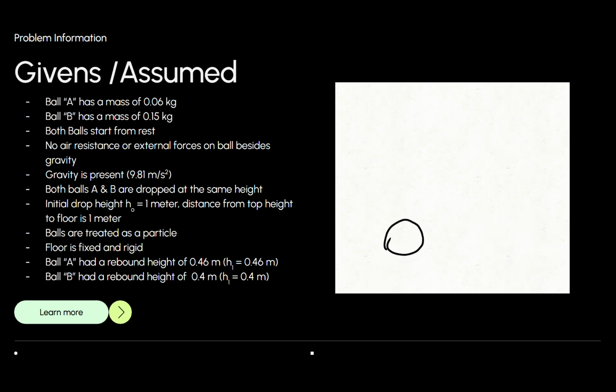We can also assume that the floor is fixed and rigid, and the measurements of the balls' rebound, or in other words, rebound height, are already given to us, with ball A bouncing up 0.46 meters high and ball B bouncing back up 0.4 meters high.